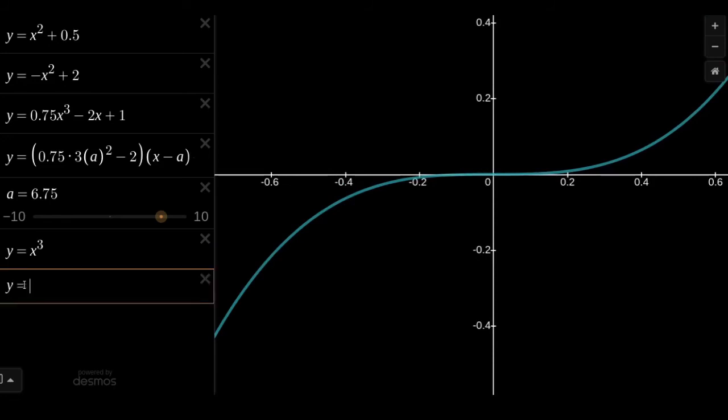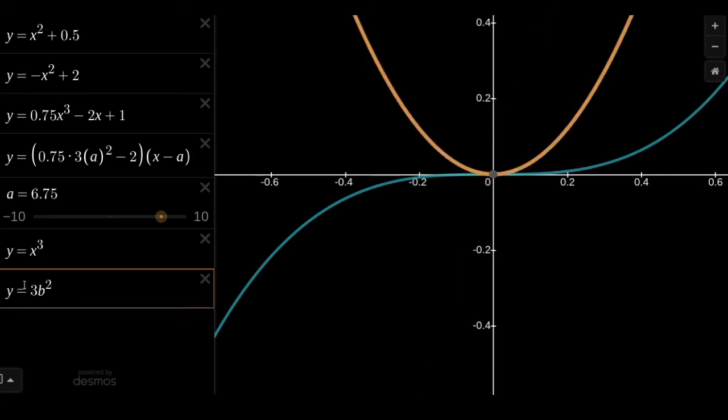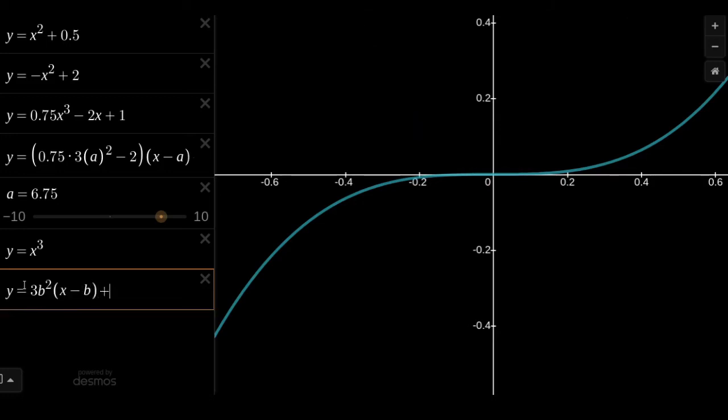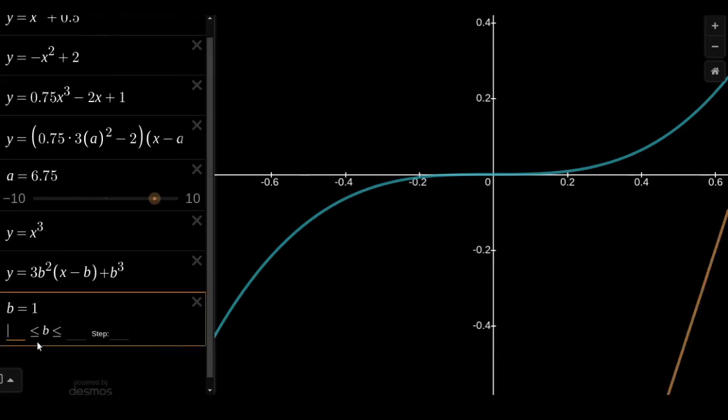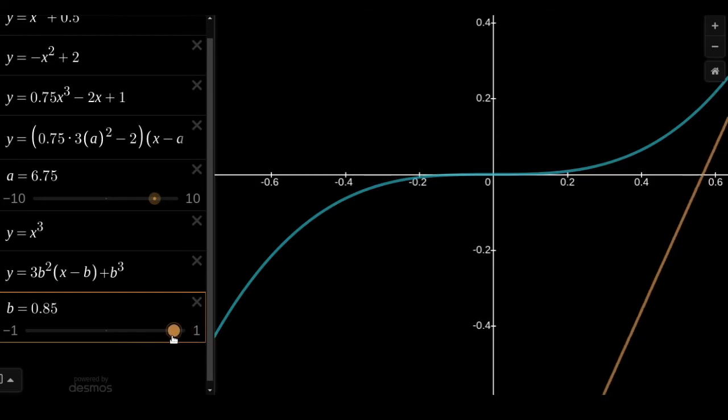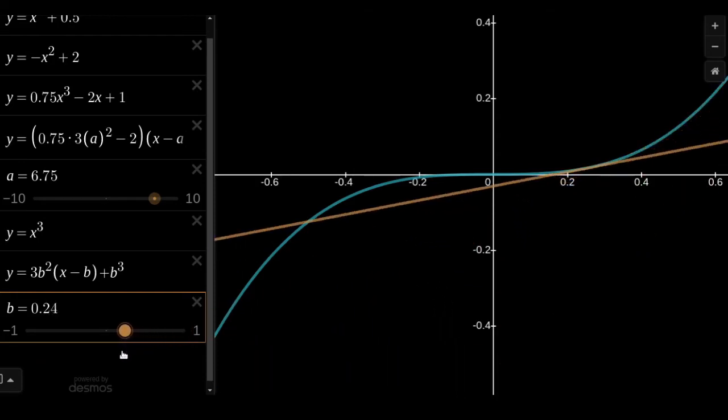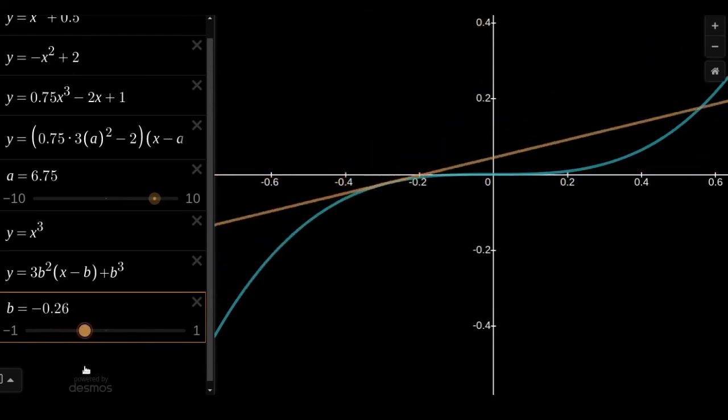If we want to throw in a slider for that, 3b to the second, let's see, x minus b plus b to the third. I'll add a slider for b. Now I can see that, so let's go from -1 on over to 1. Step 0.01. Bam. Okay. So now I'm just varying this tangent line across here, and oh, wouldn't you know it, you got a 0 at 0. Yeah? But that's not a max or a min.